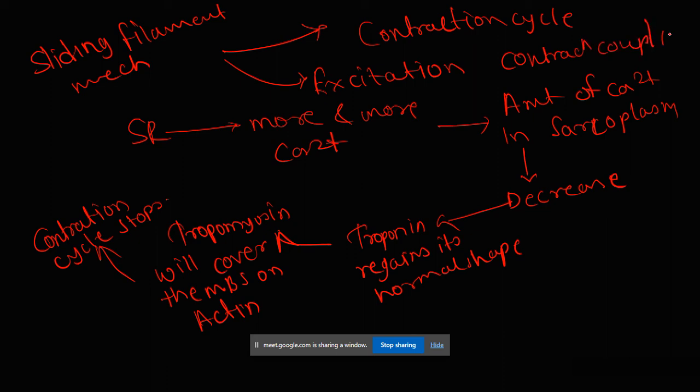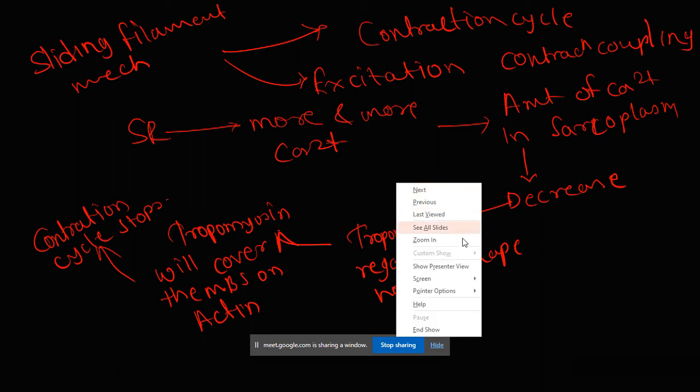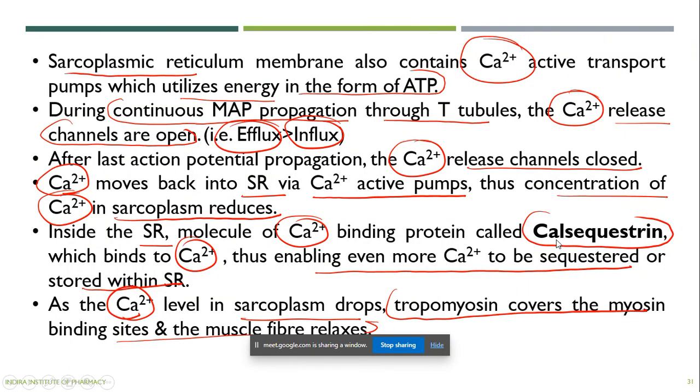Okay, so understood this part? This is a very easy part. If you see it, it won't be very difficult to understand. You have to just go through it once. One short question will definitely come on this, that is the neuromuscular junction and the sliding filament mechanism. Both of these points are very important from the exam point of view.